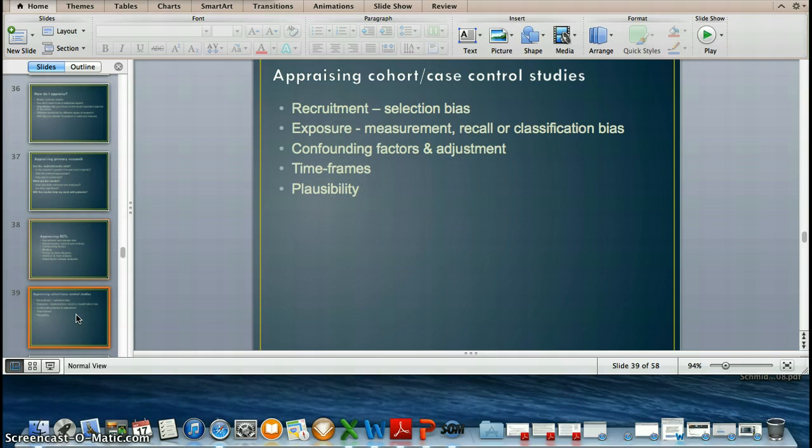When you're appraising cohort or case control studies, you're looking at recruitment. Is there any selection bias? Okay. Remember, those are observational studies. So you're also going to look at exposure, measurement, recall, or classification bias, confounding factors and adjustment, time frames, and plausibility.